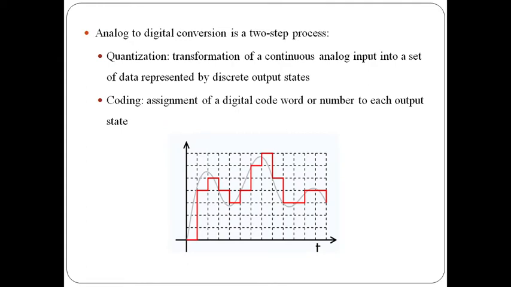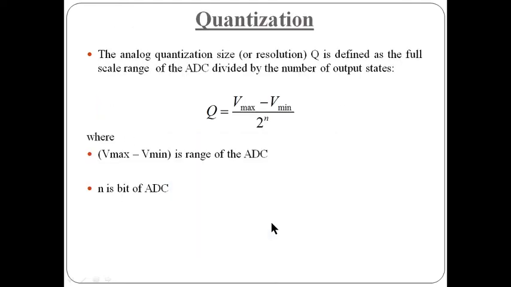So here on the screen you can see this analog to digital conversion. This continuous curve is the analog signal, and we convert this analog signal into a digital one, this discrete one. Here the square can be called the resolution. This analog to digital conversion is a two-step process. Quantization: transformation of continuous analog input into a set of data represented by discrete output states. Here these dotted blocks are the discrete states. Then coding is done: assignment of a digital code word or number to each output state.